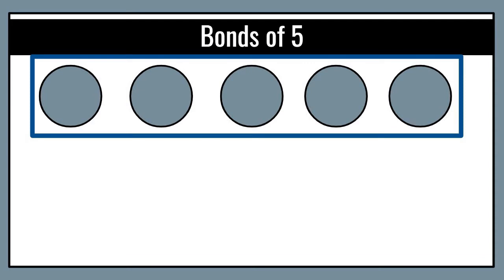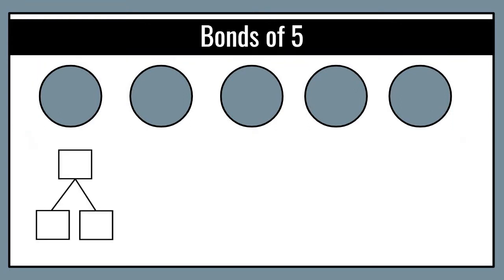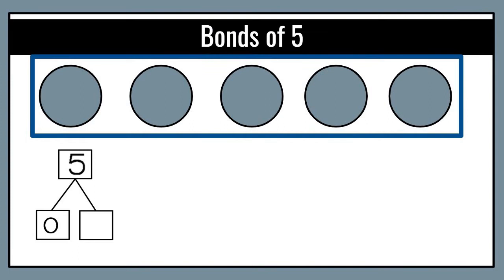Now, we can start with nothing and 5. We are going to see if 0 and 5 are bonds of 5. When we want to see which 2 numbers make 5, 0, because we have nothing, and 5. Let's put our 5 in.